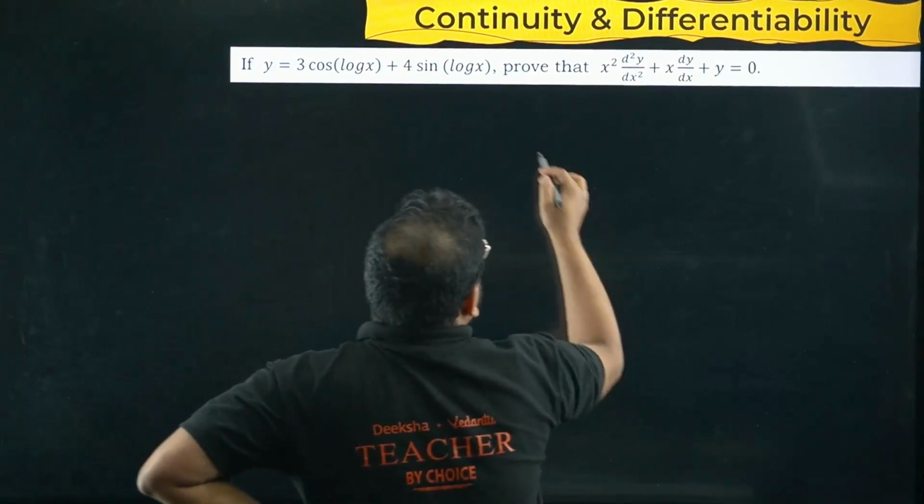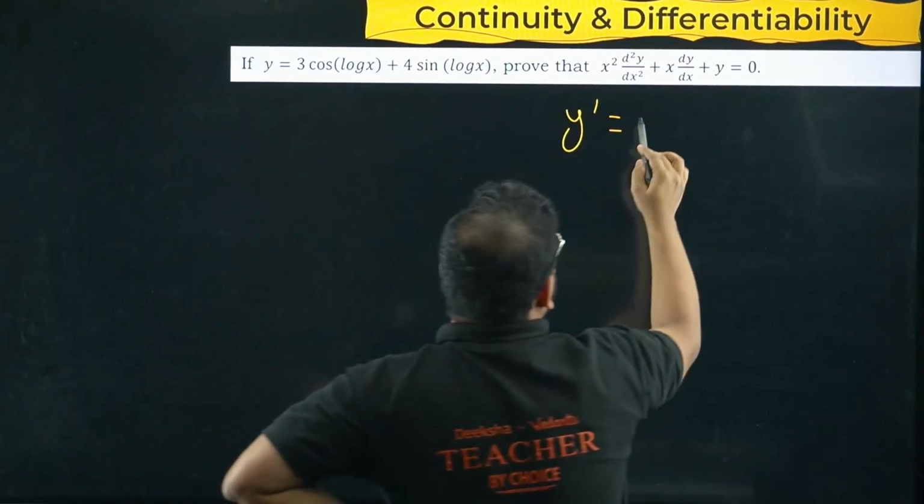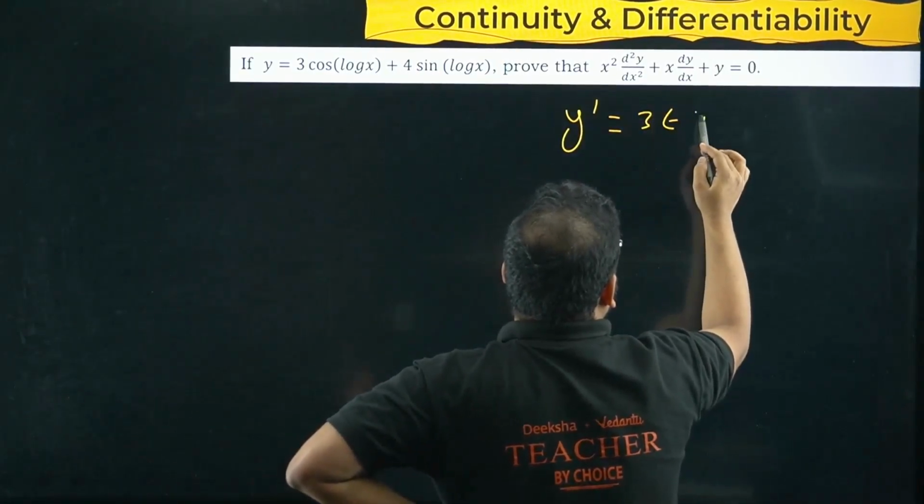So we're going to get this as derivative number 1. y dash will be 3 cos, which becomes minus sine.